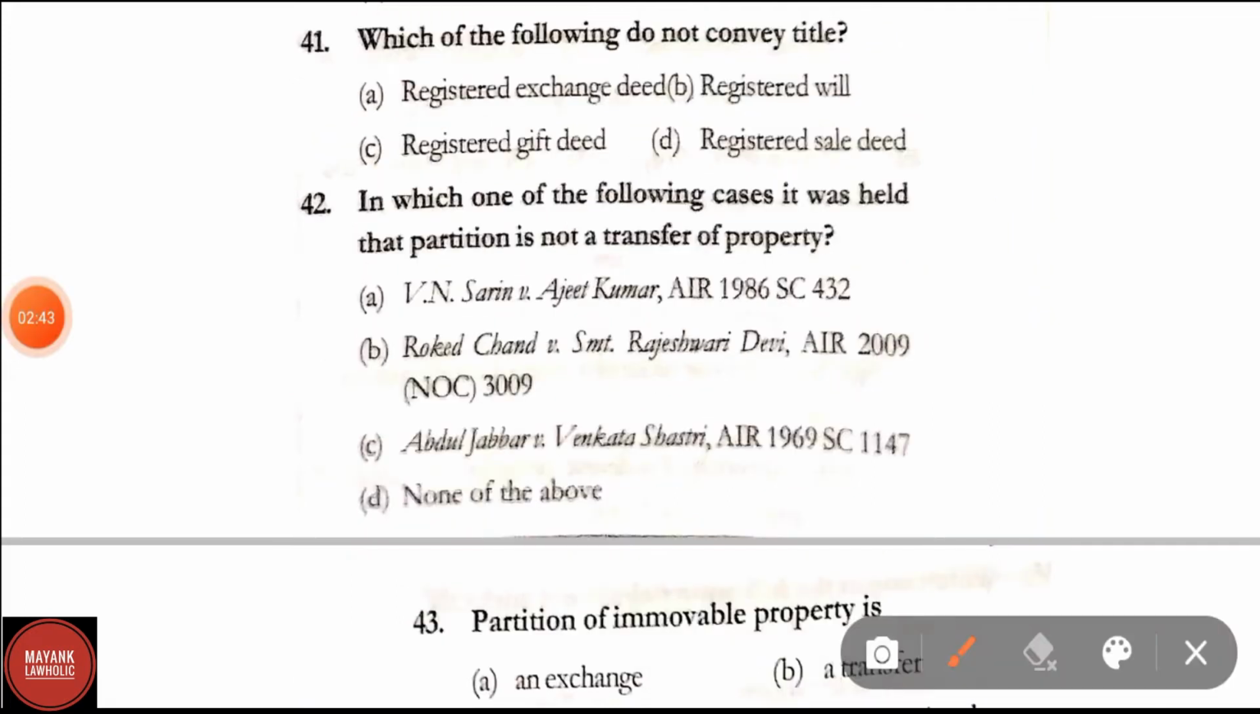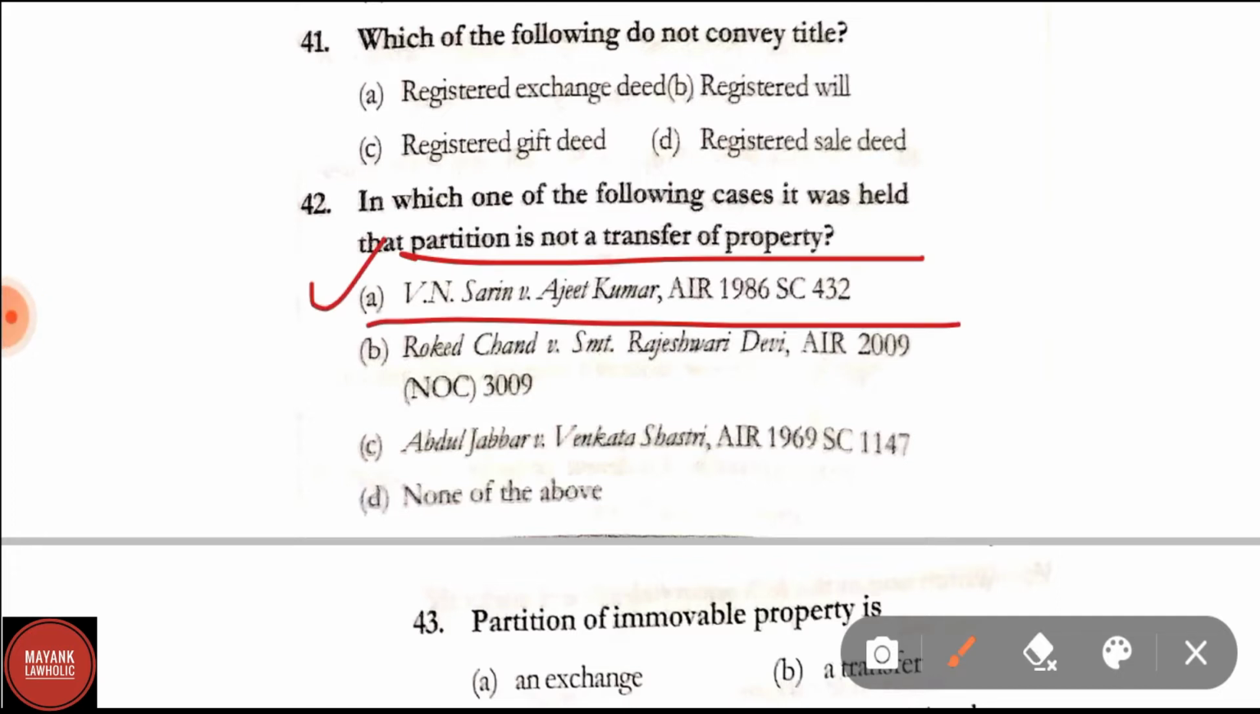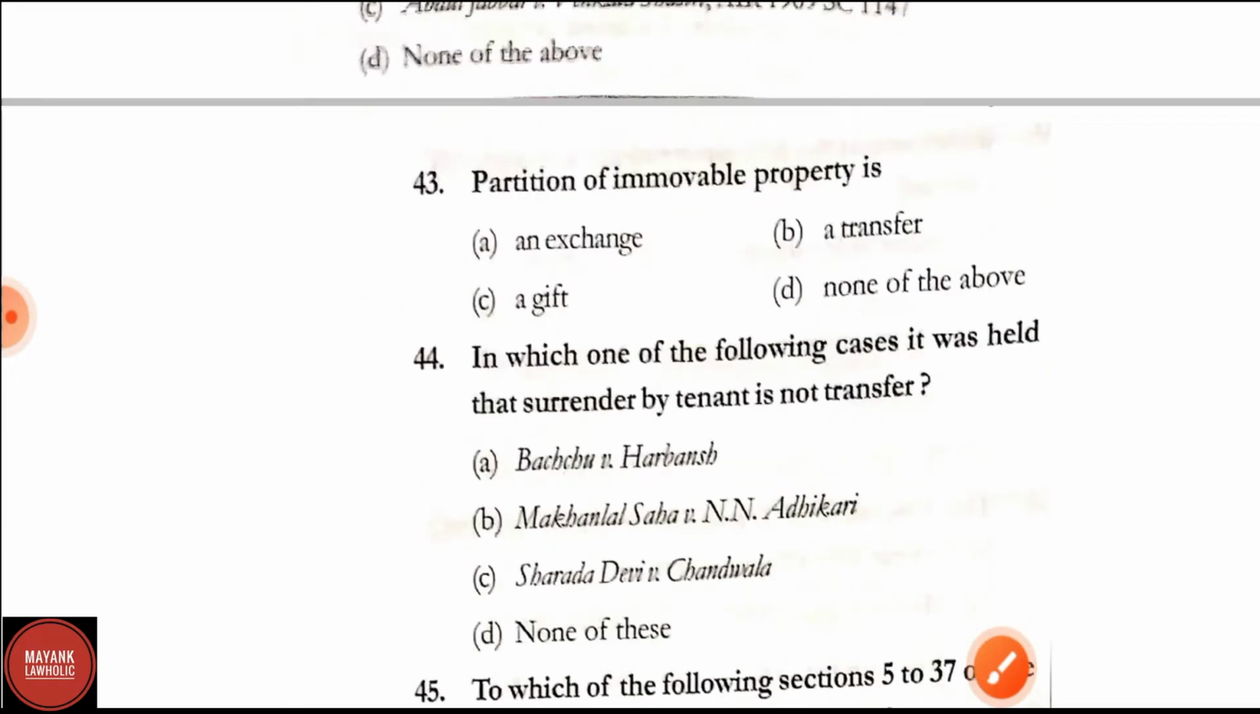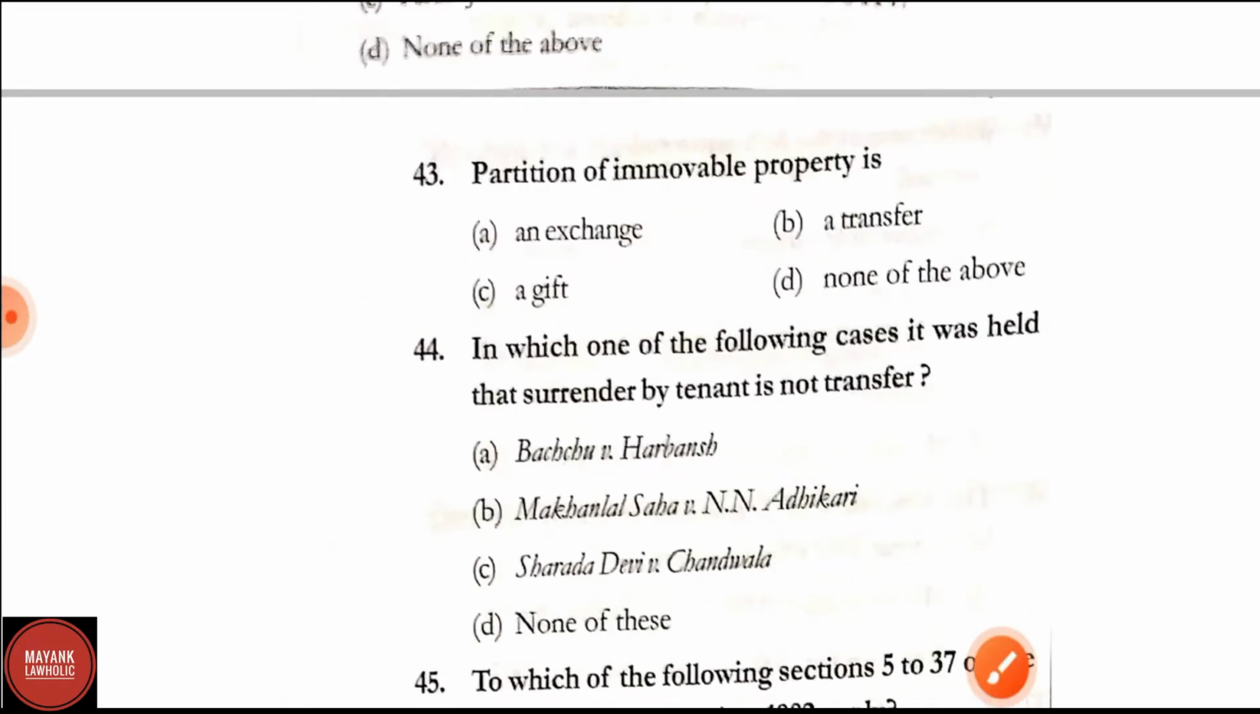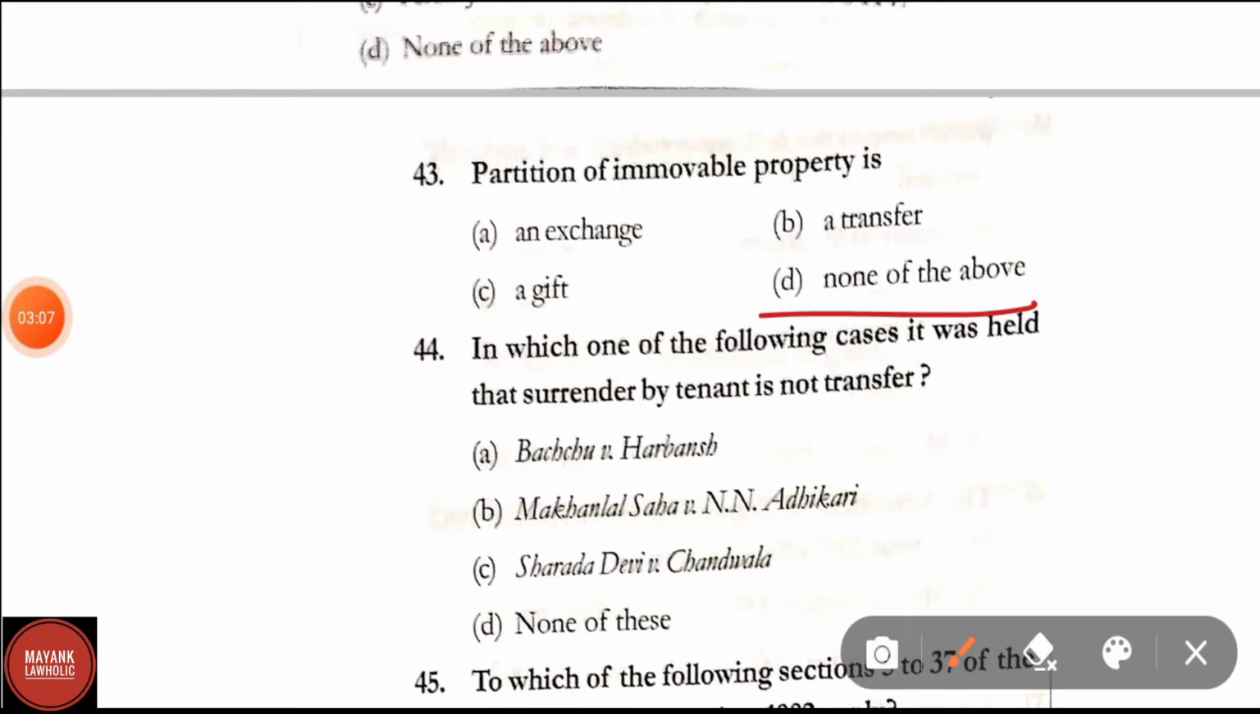Question number 42. Which one of the following cases it was held that partition is not a transfer of property? Here correct answer is option A, that is V. N. Sareen versus Ajit Kumar AIR 1986. Partition is not a transfer of property. It was held in this case. Question number 43. Partition of immovable property is an exchange, a transfer, a gift, none of the above. Correct answer is option D, that is none of the above.